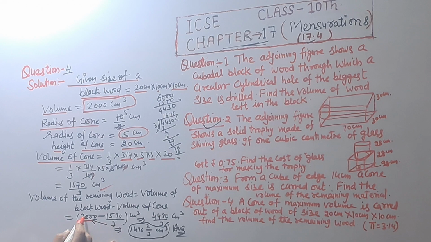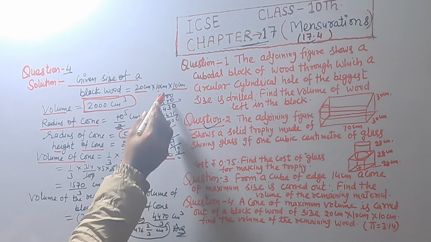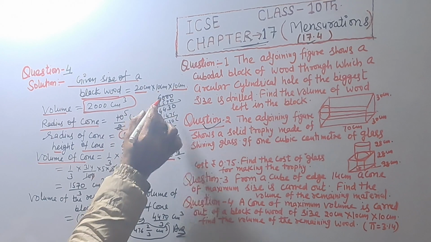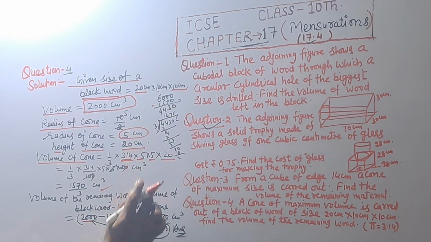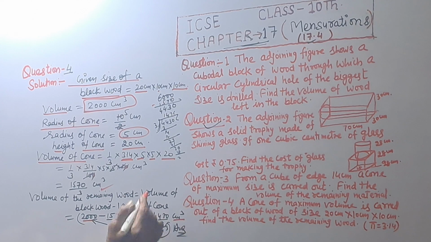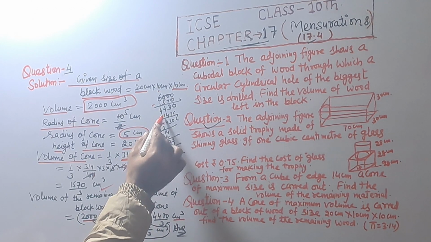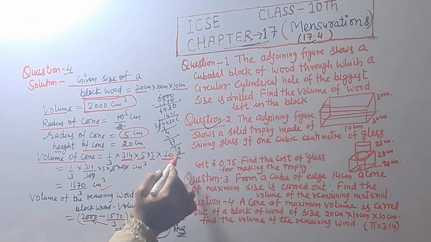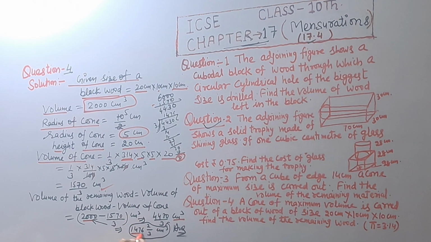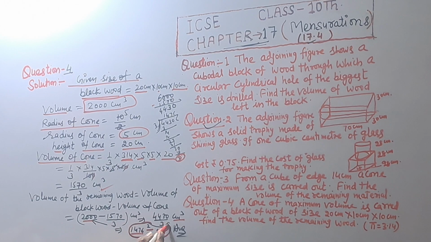3 multiplied by 2000, that is 6000, and 6000 minus 1570, we get 4430 upon 3 centimeter cube, and divided by 3, 1476, and remainder is 2. So we get 1476 whole 2 upon 3 centimeter cube. Answer.